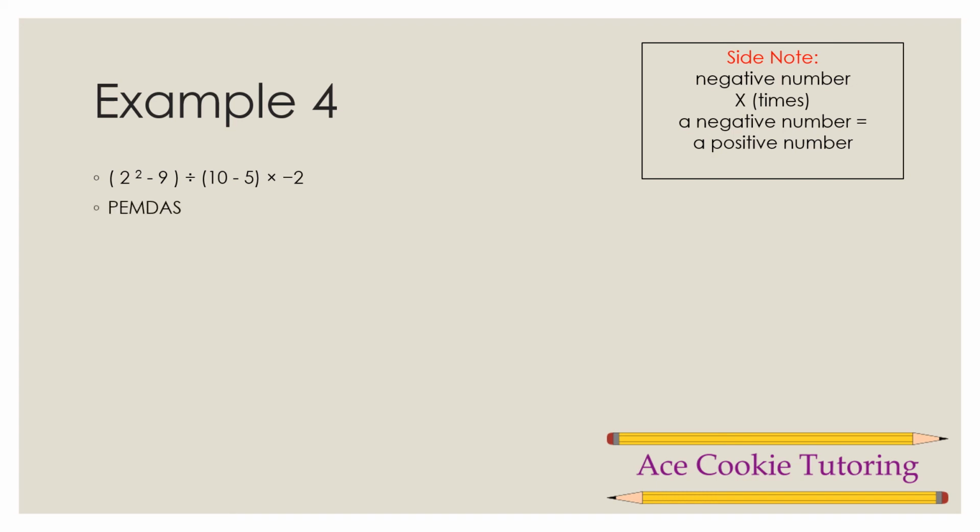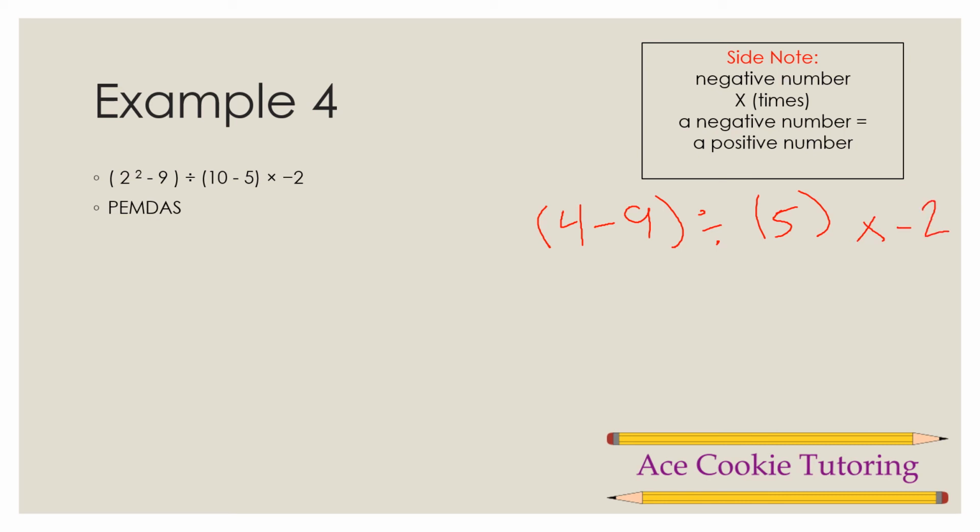So here we go. PEMDAS. Well, I see some parentheses in this problem, which I haven't had in all my other examples. So let's go ahead and work those first. I'm going to have 2 times 2, or 2 squared, also in a parenthesis, so I kind of have to do both of those at the same time. So 2 squared gives me 4. So I'm going to have 4 minus 9, then divided by 10 minus 5, which gives me 5. And then I'm going to keep that times and then that negative 2.